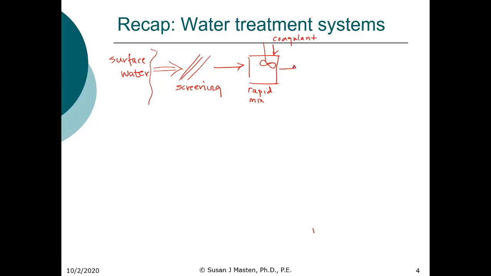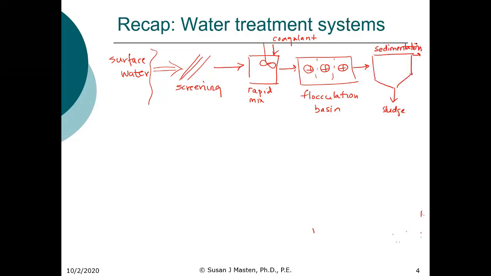From there, the water flows into a flocculation basin. Exactly. I'll draw it as a paddle wheel flocculator. And after flocculation, we have sedimentation next, right? Okay. And we won't talk about the rest of it. We'll add that as we go. Okay. So that's surface water treatment.